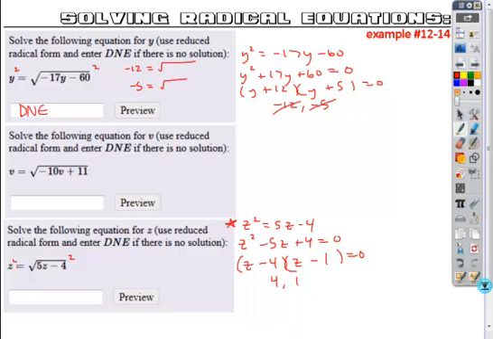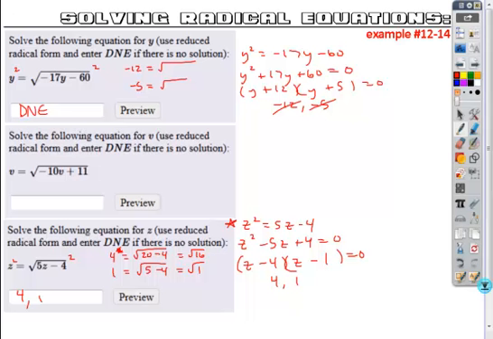We want to check these. If we test 4, is 4 equal to the square root of 5 times 4, which is 20, minus 4? Sorry, not 4 squared, just 4. Is 4 equal to the square root of 20 minus 4, the square root of 16? Yes, that checks. Okay, do the same thing with 1. We take 1, set it equal to the square root of 5 times 1, which is 5, minus 4. Is 1 equal to the square root of 1? Also yes. And so our two solutions are going to be 4 and 1.